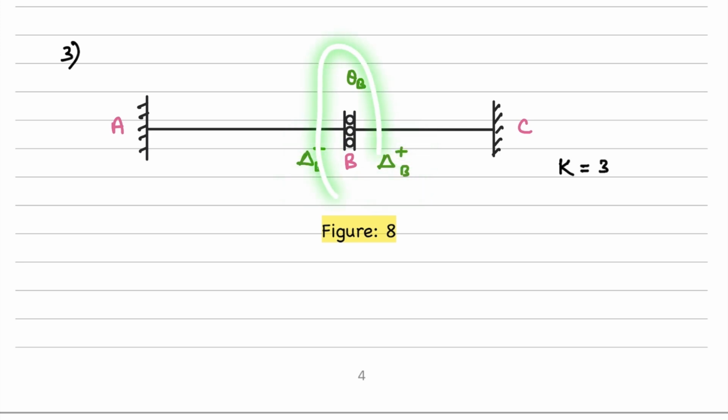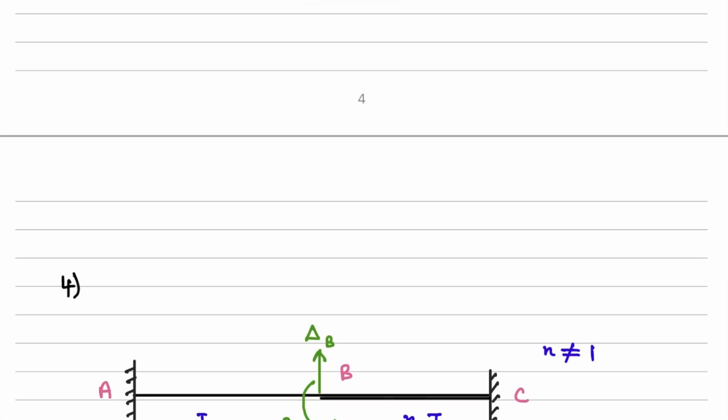However, here the rotation will be single valued, right? These two ends are fixed ones, so we don't have any degree of freedom over there. Finally, we will sum them up: 1, 2, 3. So in this case, the kinematic indeterminacy is 3.